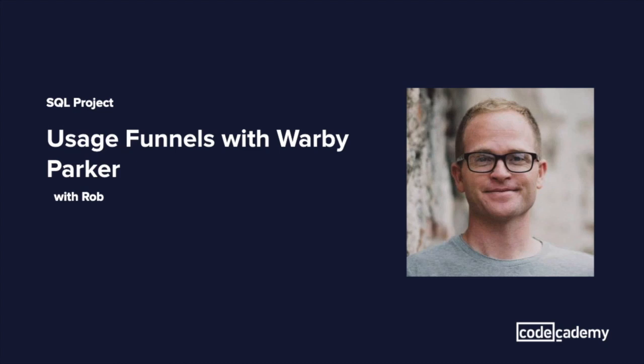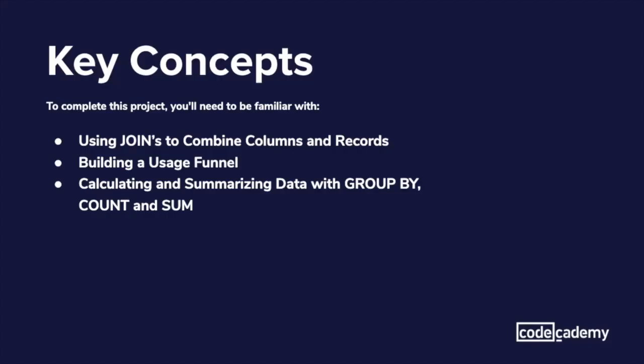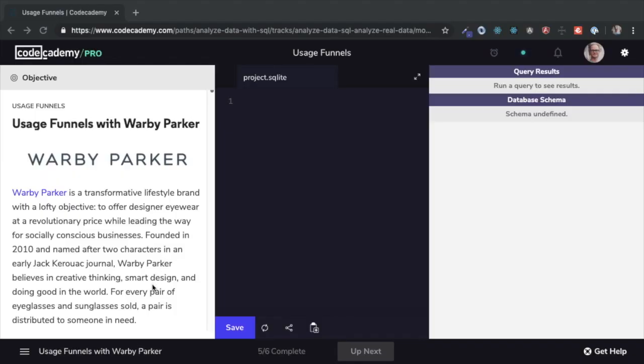For our SQL project, we're going to take on usage funnels with Warby Parker. To be successful in this project, you'll need to be familiar with using joins to combine columns and records, building a usage funnel, calculating, and summarizing the data that results. Alright, let's get started. Our project begins with some information about Warby Parker and their work.